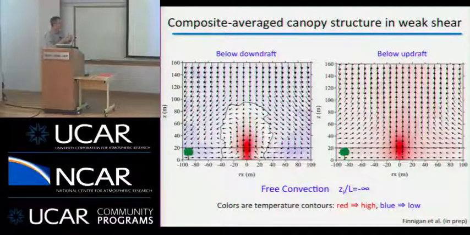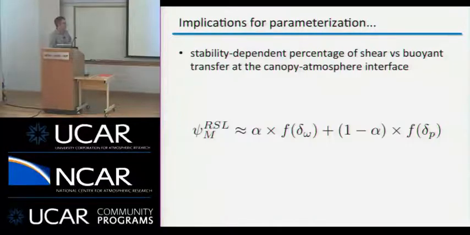So from this, we are thinking that to parameterize the influence of buoyancy at canopy top, we need to incorporate some percentage of plume-like structures and these shear-like structures that are responsible for the exchange at the canopy top. So this might look something like a stability-dependent multiplier of some function of this vorticity thickness idea that we did in the first place, versus some equivalent one that's related to a plume-like scale.